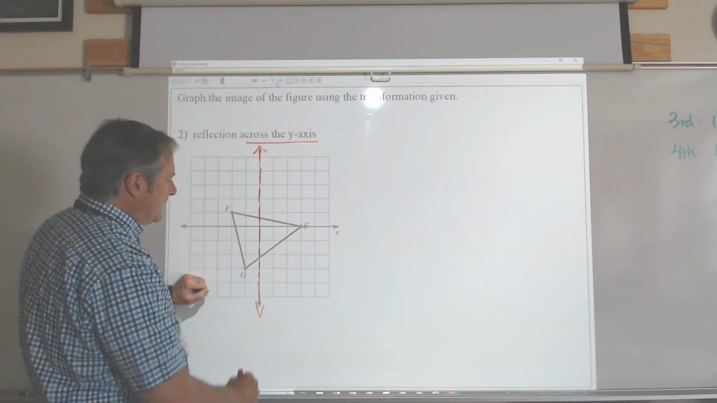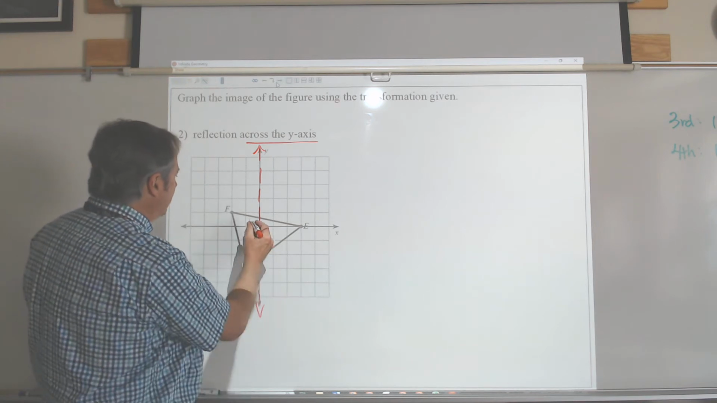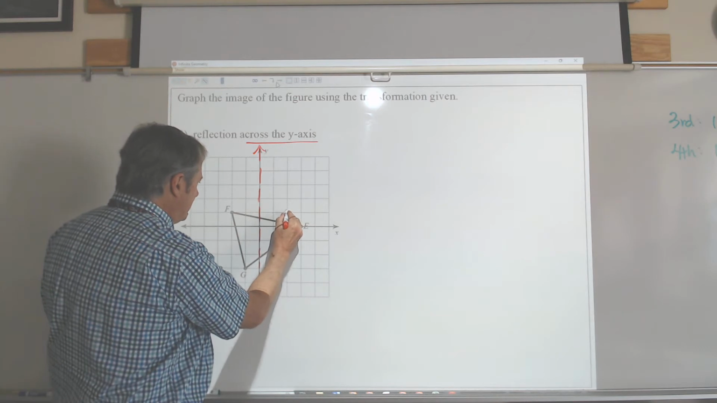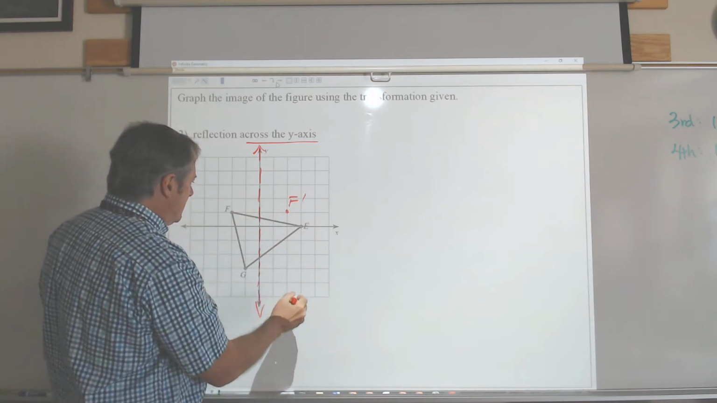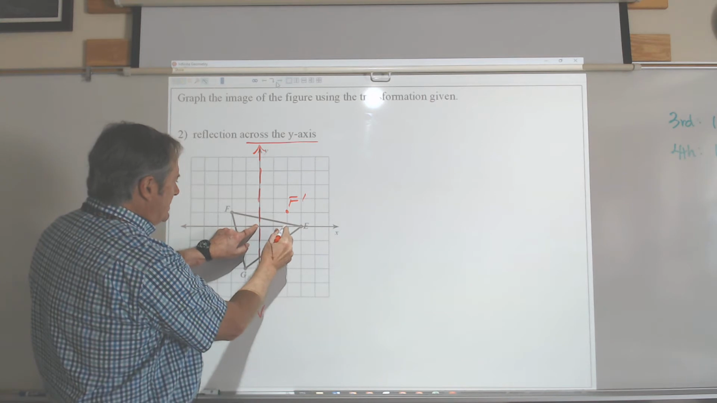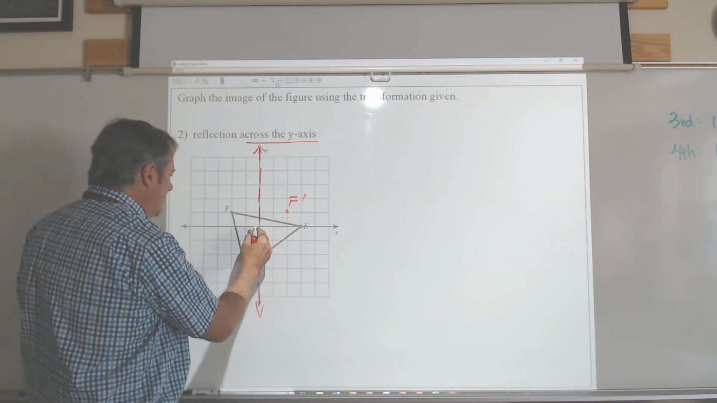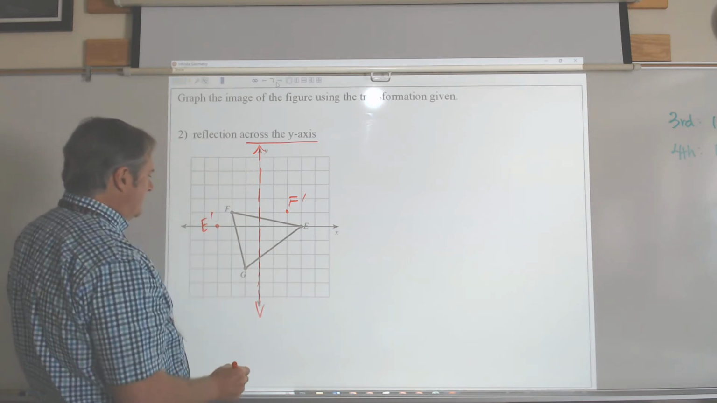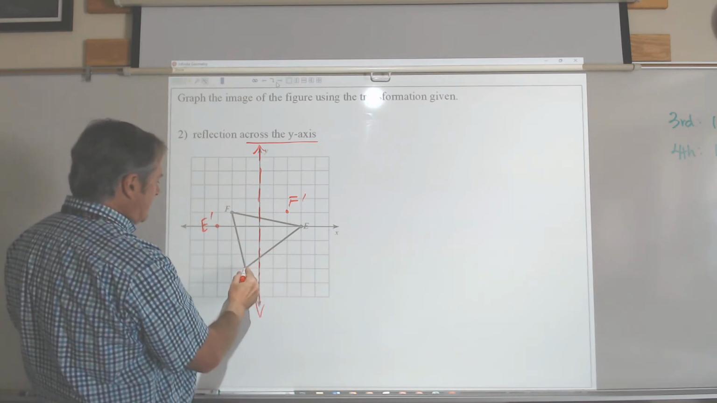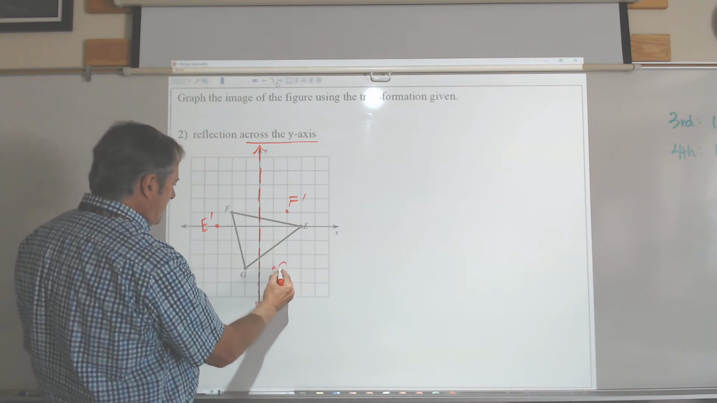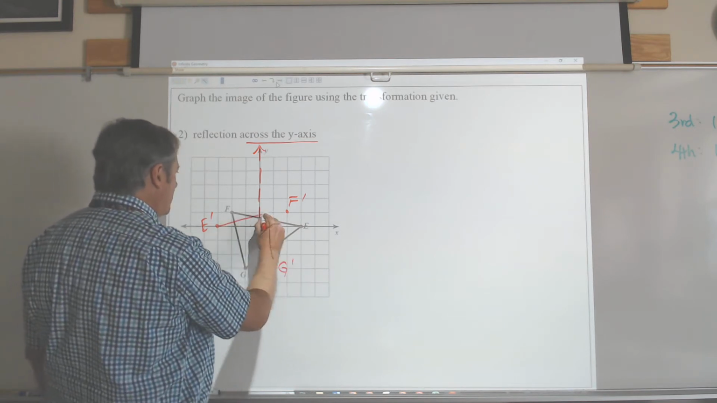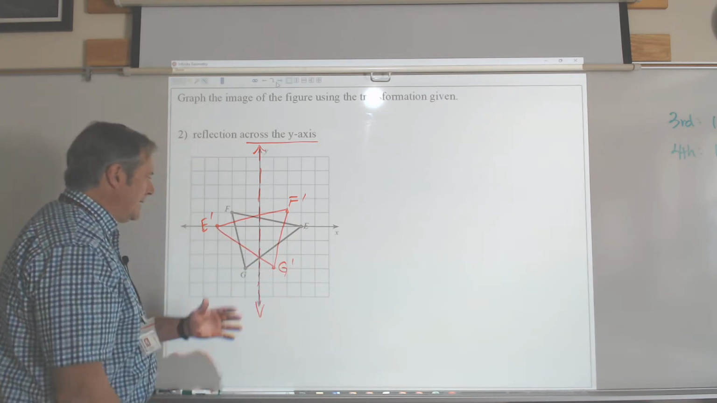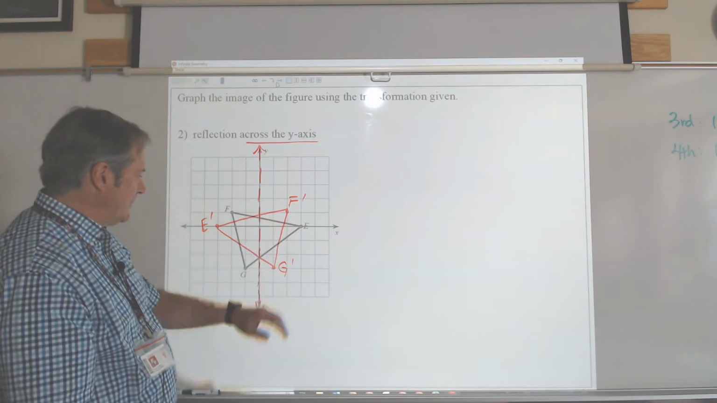All right, we're flipping it across the y-axis. All right, F is 2 to the left. F prime will be 2 to the right. Point E is 1, 2, 3 to the right, so E prime will be 1, 2, 3 to the left. And G is 1 to the left, so G prime will be 1 to the right. And there you have it. We took that figure and we flopped it over.